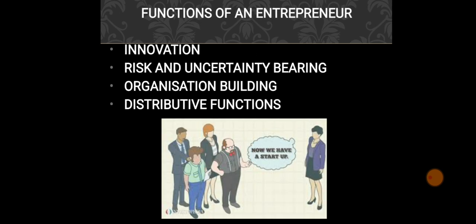Now let us move to the functions of an entrepreneur. There are various functions of an entrepreneur. The first function is innovation. The second one is risk and uncertainty bearing. The third is organization building. And lastly, we have the distributive function of an entrepreneur.